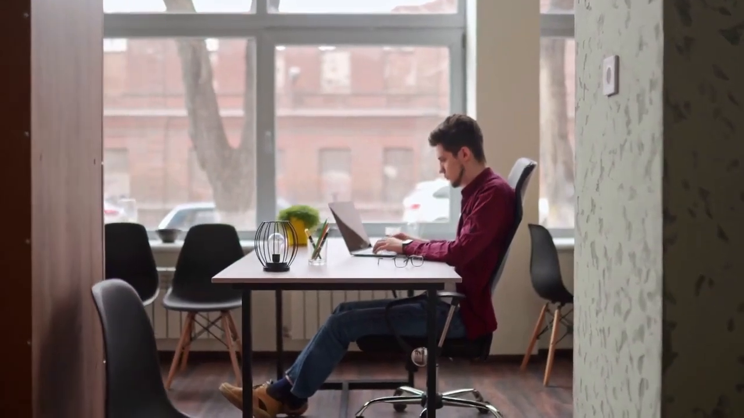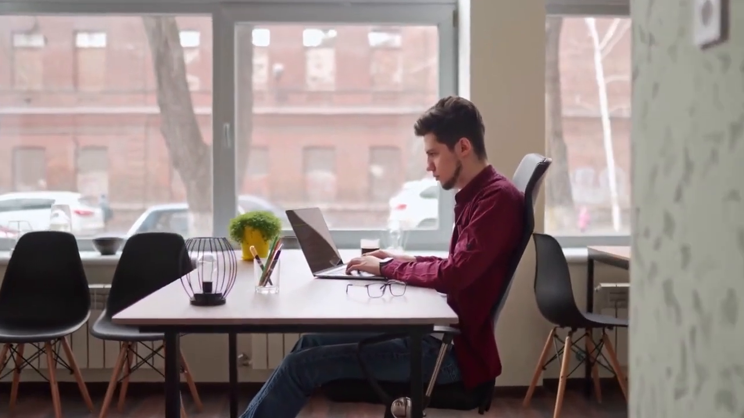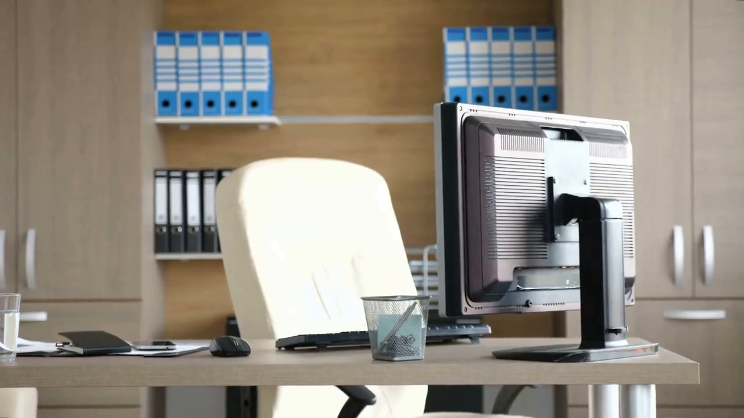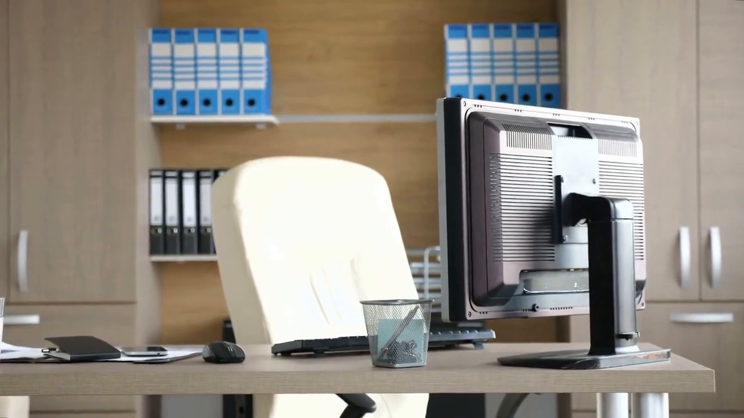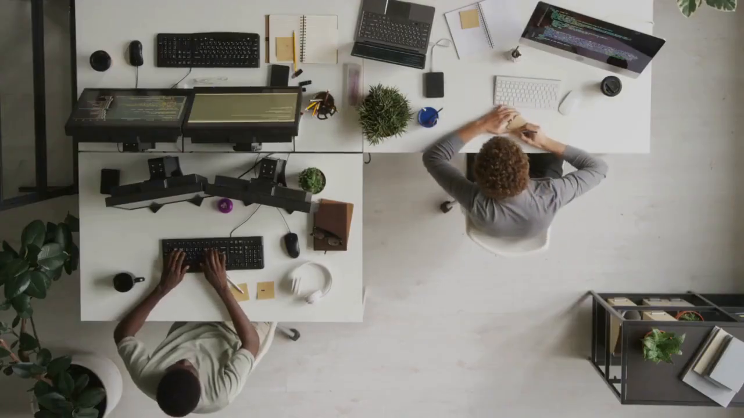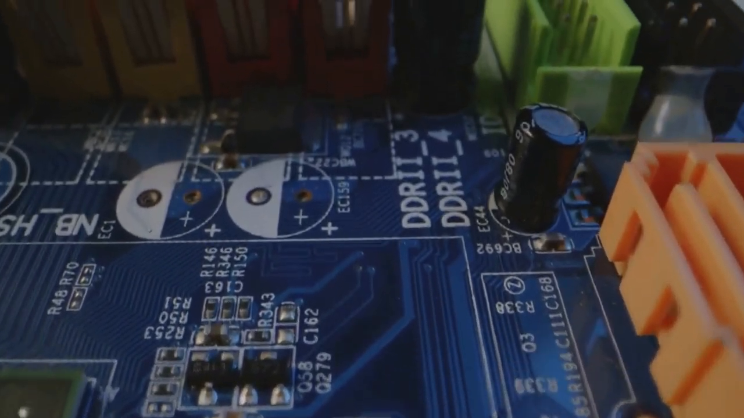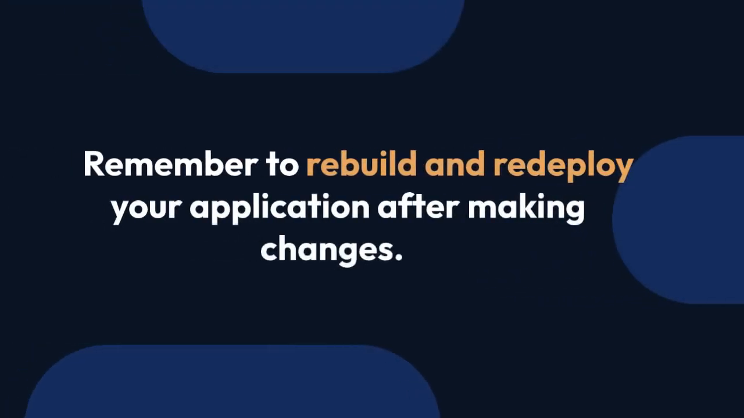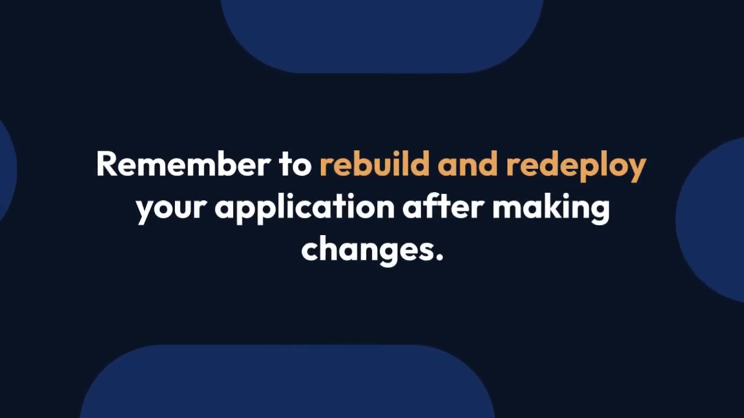Solving this error usually involves a systematic check of these points. Verify the existence and correct location of the properties file. Examine the path used in your code, ensure the correct encoding, and confirm proper deployment and server configuration. Remember to rebuild and redeploy your application after making changes.